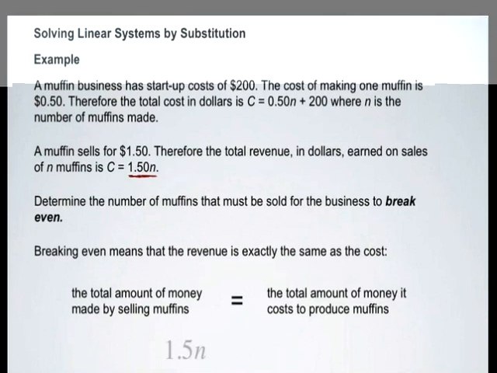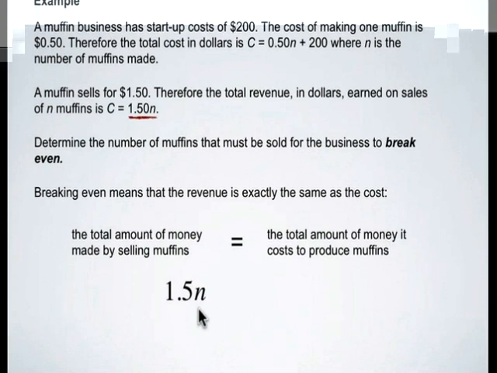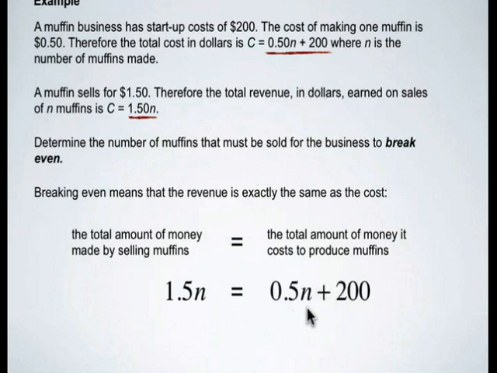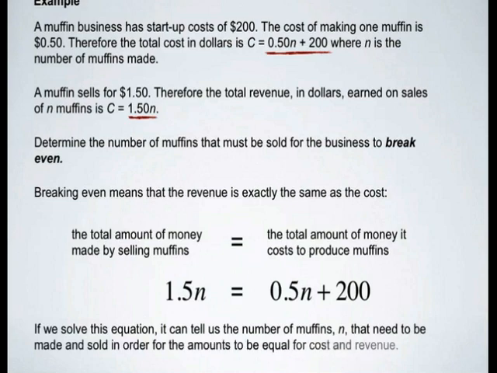So what we're going to do now is bring our equations down here. So 1.5n is equal to 0.5n plus 200. So now we've got the two equations set equal. So we want to know how many muffins we sell in order to break even. And so now we've got an equation here, and we can solve this equation.